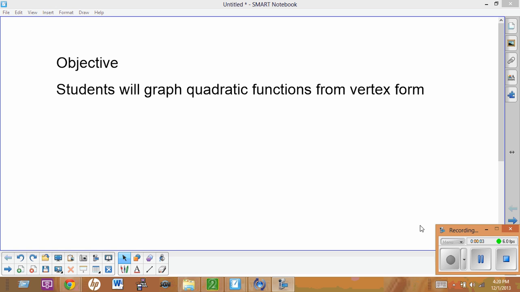Okay, welcome. Today we're going to finish up graphing quadratic functions by learning the last form. We've learned standard form, we've learned intercept form. Today's about vertex form. So let's go ahead and pull our notes out and get all our materials needed.